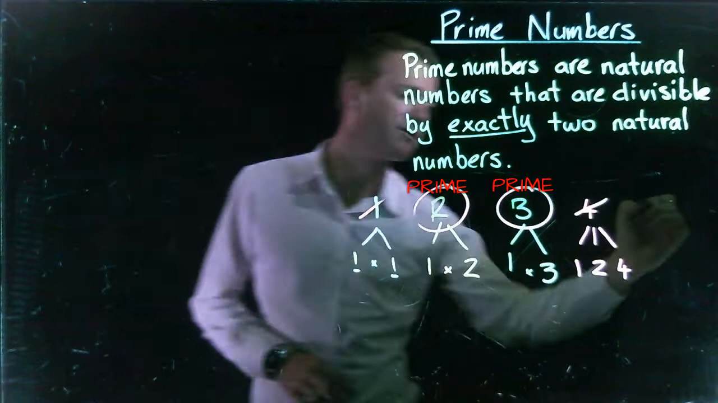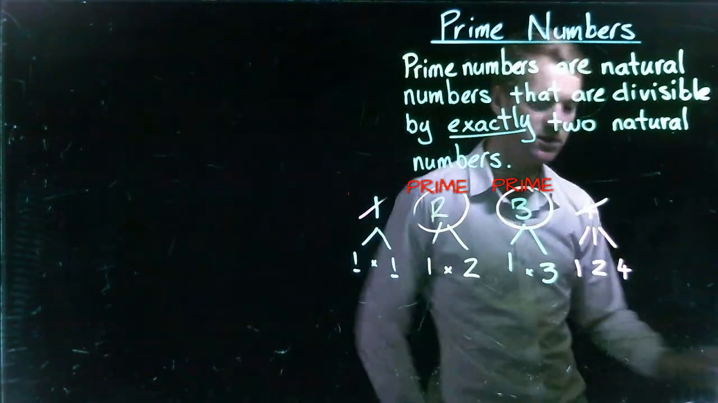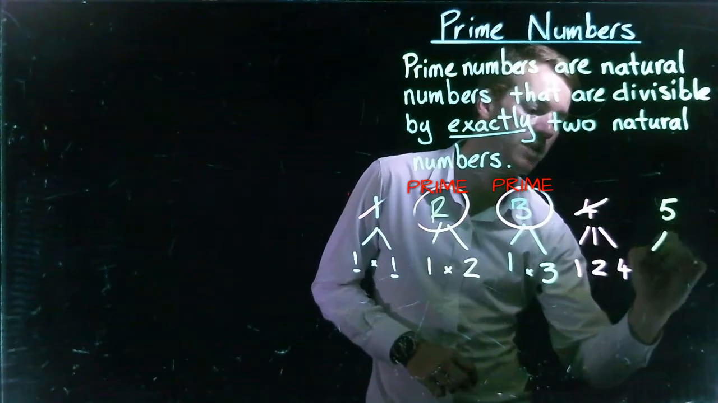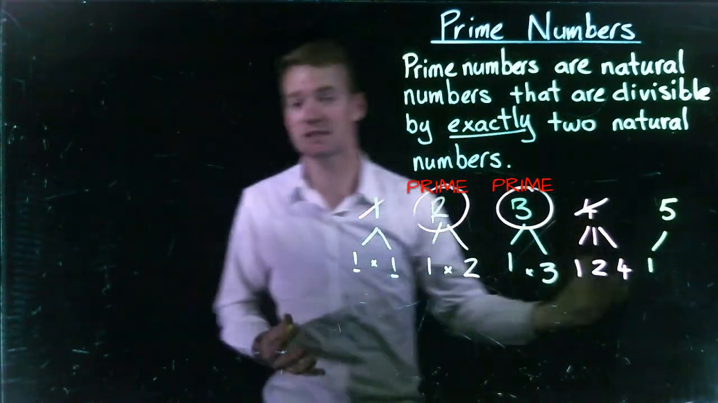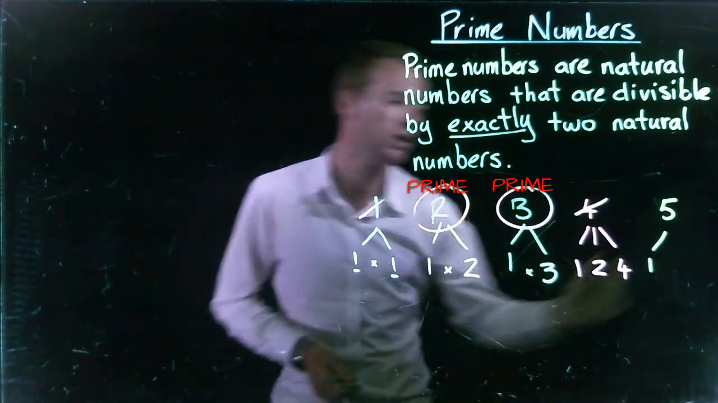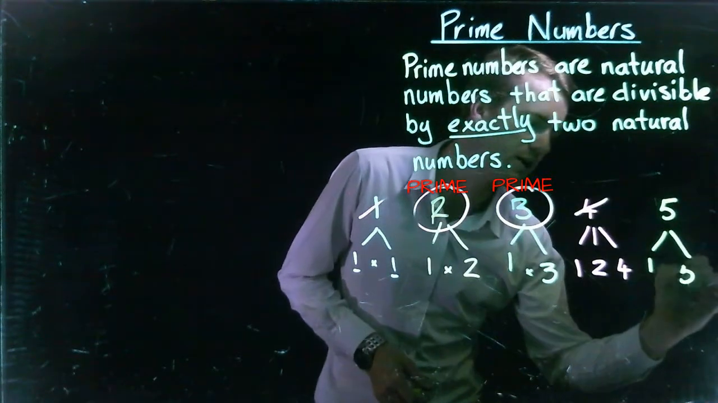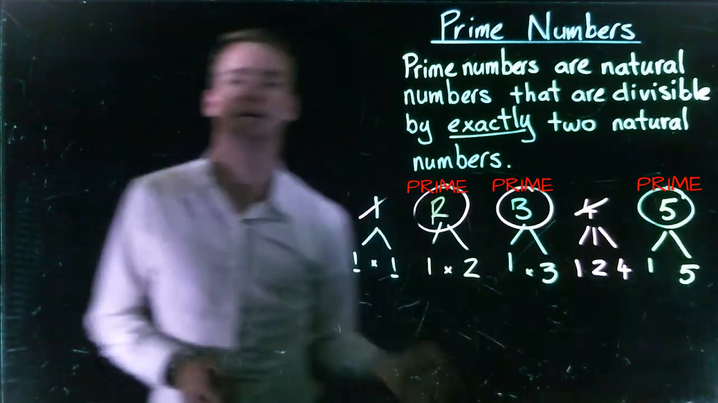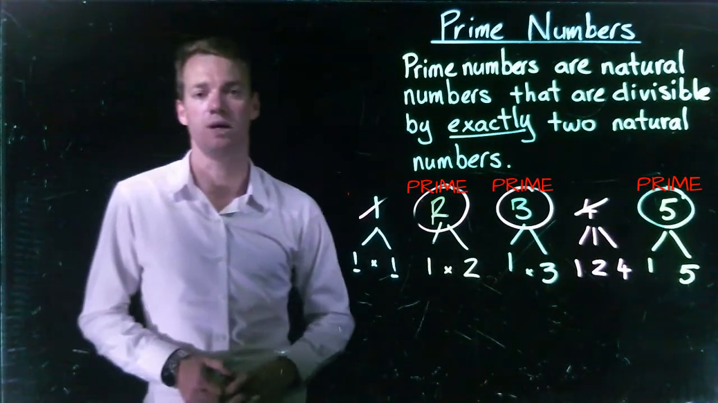We can move up to 5 and have a look at it. Let's change colours. 5, we can divide it by 1, we can't divide it by 2, we cannot divide it by 3 or 4, 5 is the only other whole number we can divide 5 by. That means yes, it is a prime number as well.